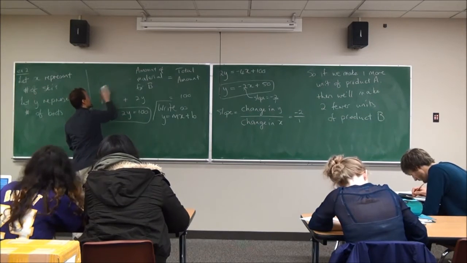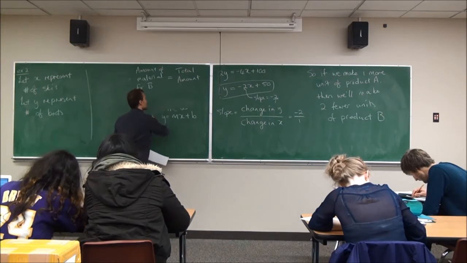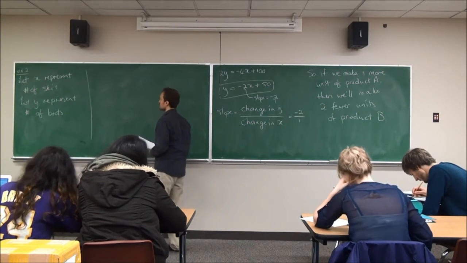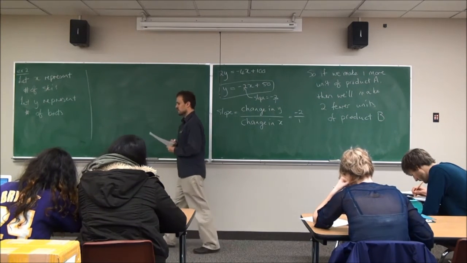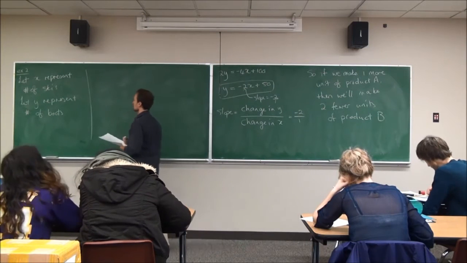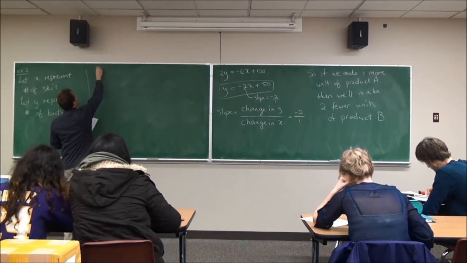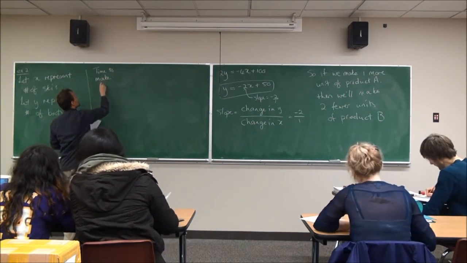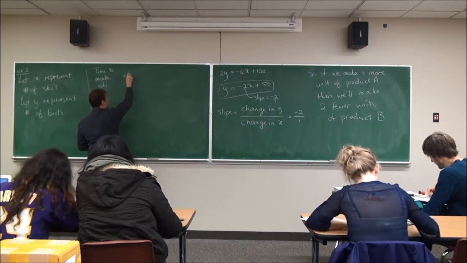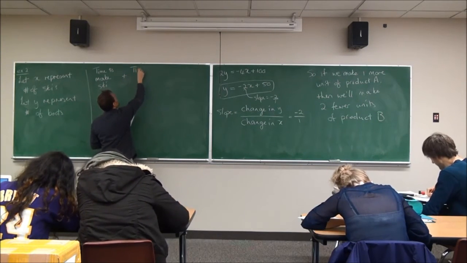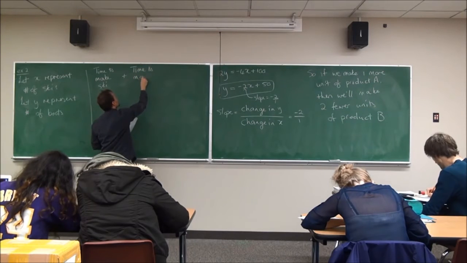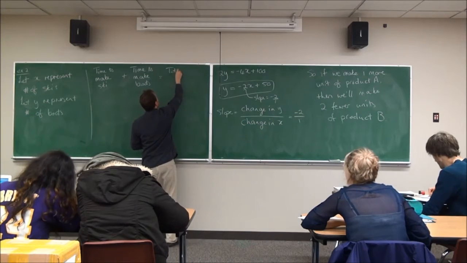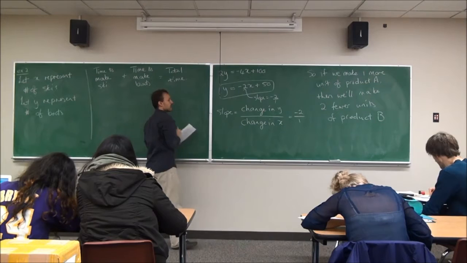So I'm going to follow a similar strategy to the first example, in that I'm just going to write in words the idea of how I'm going to make the equation. Because now they're talking about the amount of time it takes to make these things. So the time it takes to make the skis plus the time it takes to make the boots has to equal the total time that I have available.